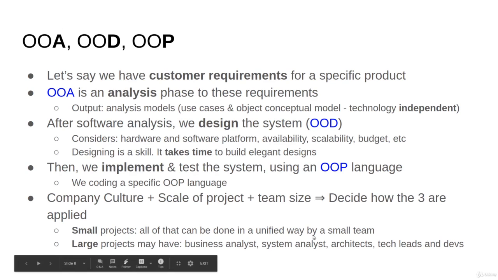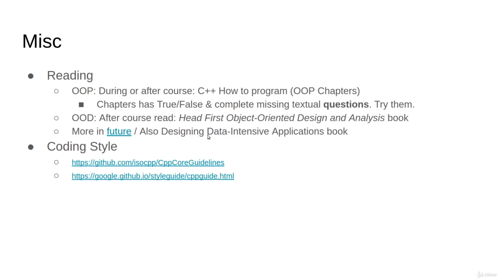In larger projects, things might get more complicated. You will notice more hires in the team. Someone named the business analyst is involved in the analysis here, working with the business people. System analysts are doing the analysis here. And architects are also working on the high-level designs, and tech leads and devs. So big projects would require a lot of people to be doing these different steps.